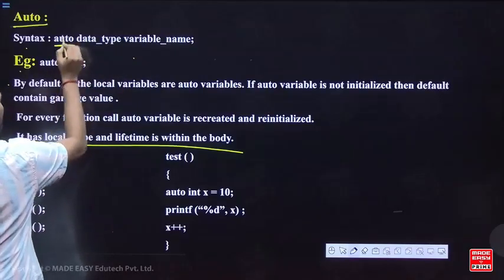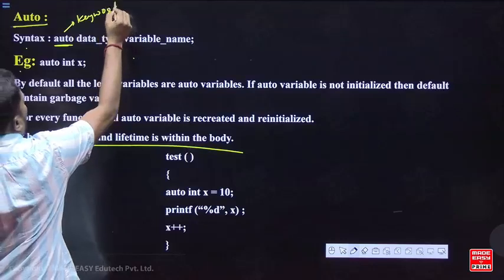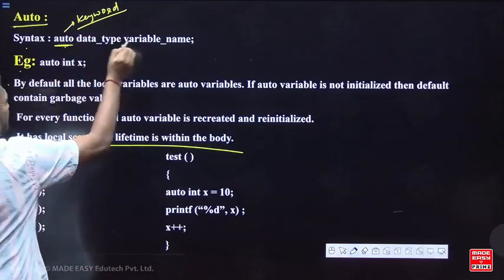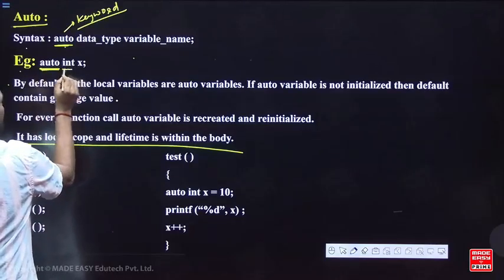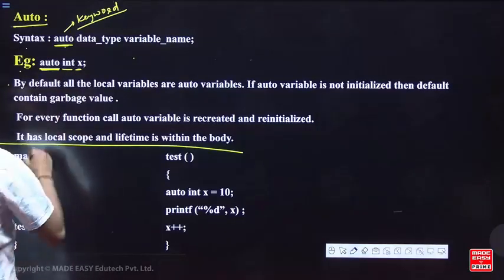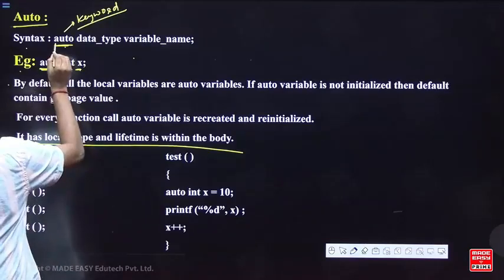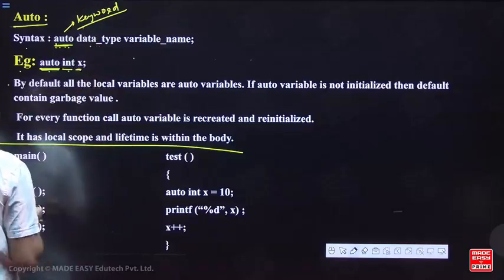So what is this here? Auto is a keyword, and you cannot change it. So: auto data type variable name. For example, you can declare it like this: auto int x. This is what you need to write in the program. You have to write the small a only. Auto data type variable name. This is a keyword you cannot change.